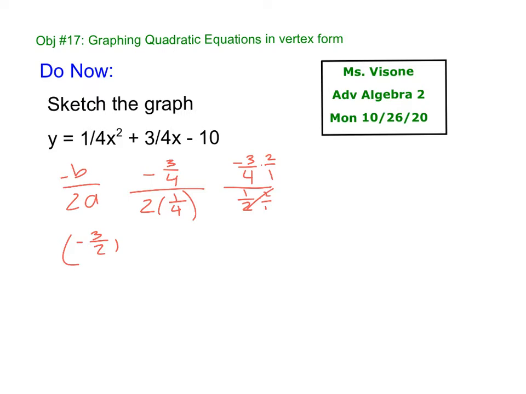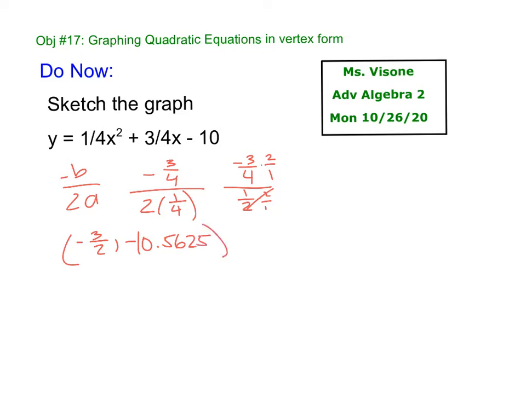I'm going to plug that into my calculator and see what I get. So I got 1/4 times negative 3 over 2 squared, plus 3 over 4 times negative 3 over 2, minus 10. I got negative 10.5625.